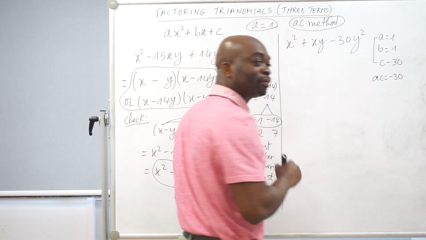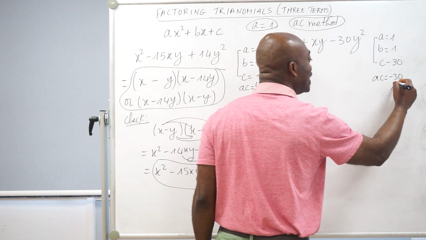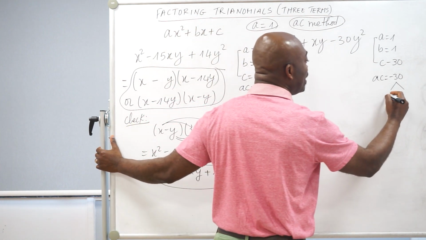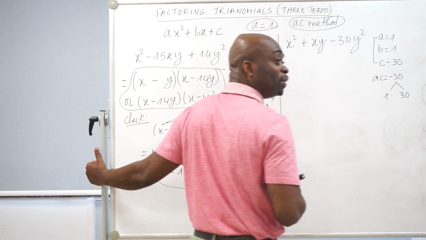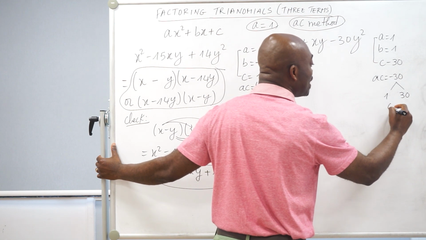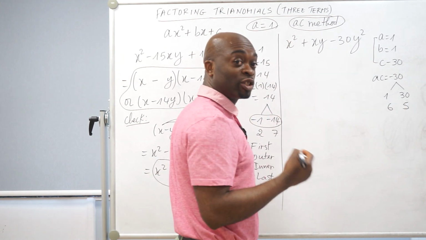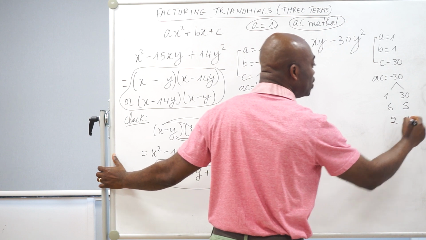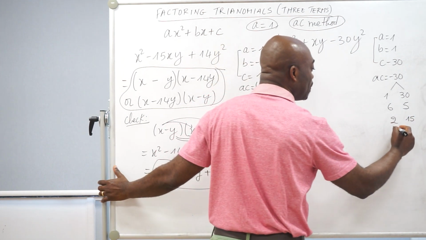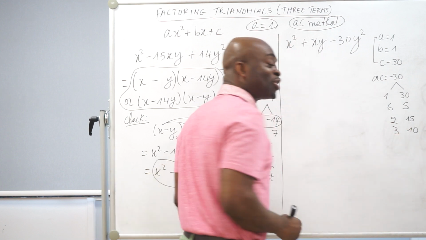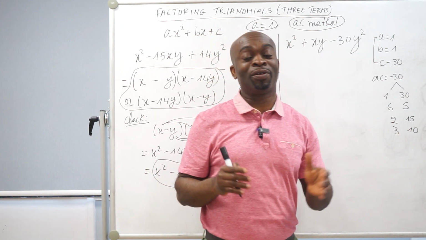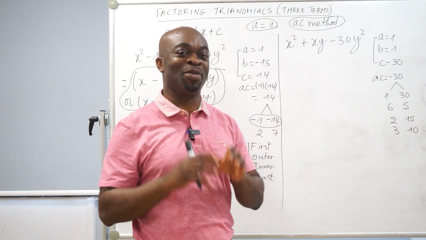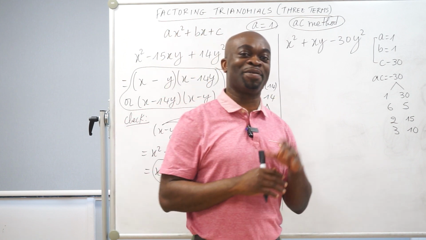Negative 30. Now we're going to break it down. What are the multiples of 30? We have 1 and 30, for example. We have 6 and 5, 2 and 15, 3 and 10. So pretty much, ladies and gentlemen, your multiplication table is needed right now. Don't forget your multiplication table is following you wherever you go, especially when it comes to math and other things as well.